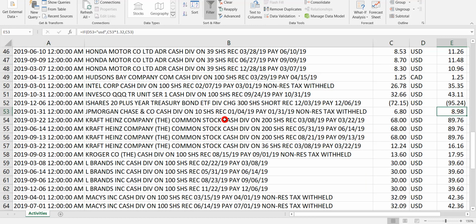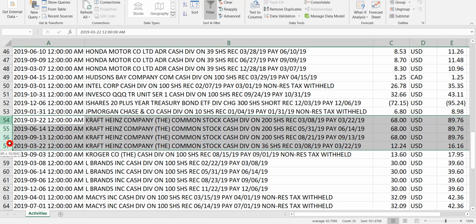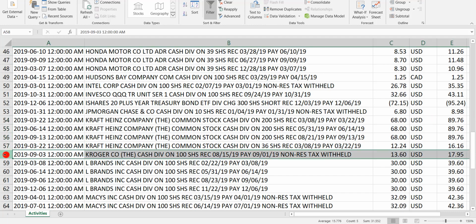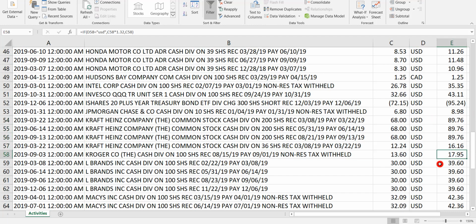JP Morgan was a swing trade. Got $9 out of it in dividends. Kraft Heinz was a swing trade. It started off as a swing trade, and then I turned it into a covered call trade. So while I owned it, I collected a pretty good amount here. I collected $285 of dividends, so that's not bad. I guess that's why Warren Buffett owns it. Kroger was a covered call trade, collected $18 in dividends.